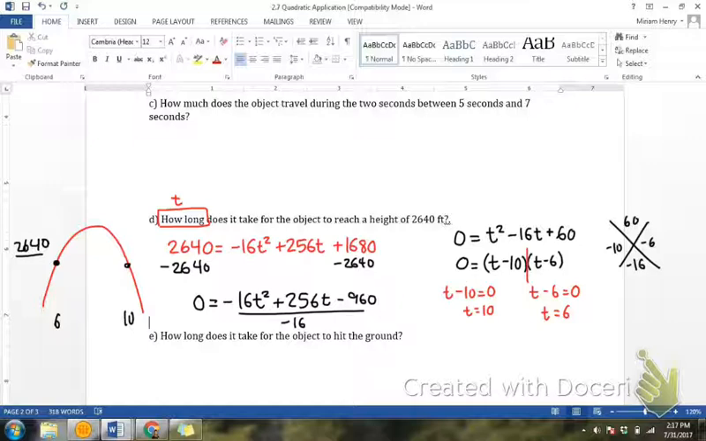So we're going to use both of these answers, okay? So we would say the object reaches 2,640 feet at 6 and 10 seconds.